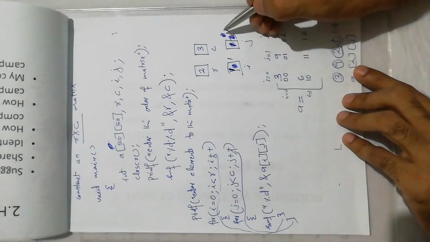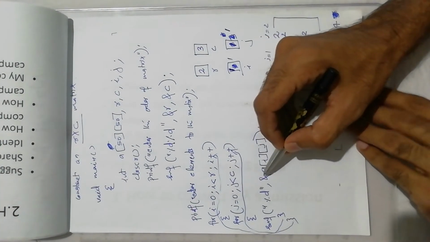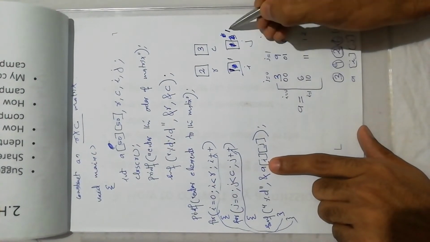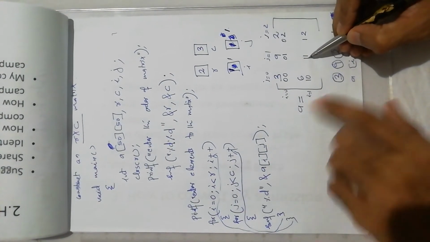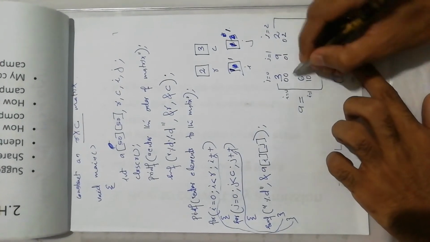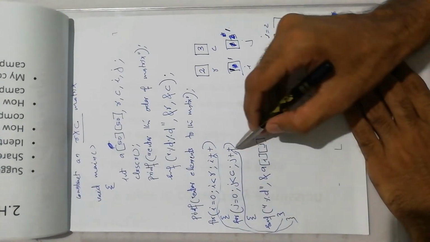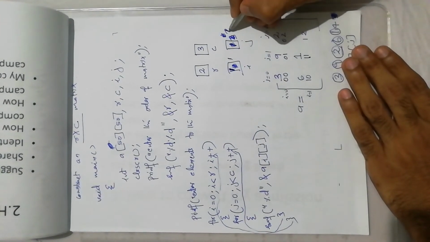j less than c, 1 less than 3 is true. Enter into the body, scan of a of ij. A of ij means a of 1 1. This is the location a of 1 1. My next element 1 goes to a of 1 1. Closing brace of j, return to increment part of j, j plus plus, j becomes 2.